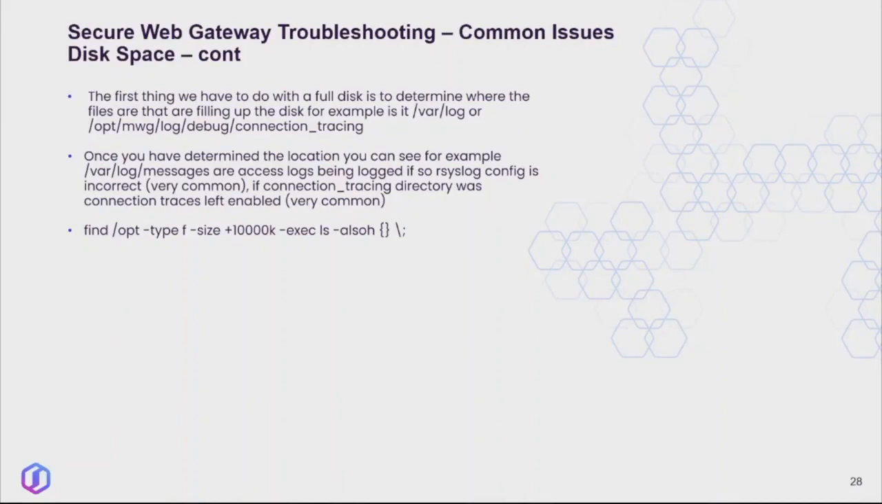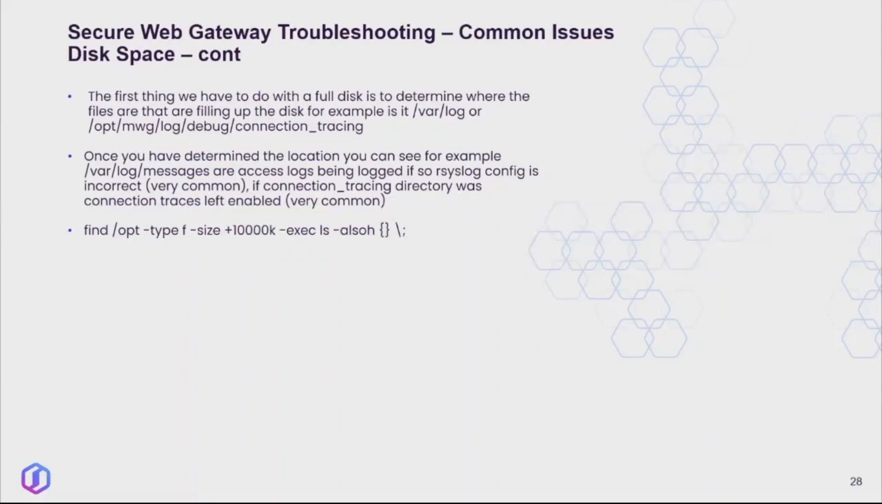So if you notice that the connection tracing directory is 10 gig, it's probably because connection traces have been left on the web gateway. So once you've determined the location, for example, /var/log/messages, there's a high probability that access logs are being written to the /var/log/messages file because rsyslog wasn't configured correctly. It's quite a common scenario. And if it's the connection traces directory, then connection traces have been left enabled.